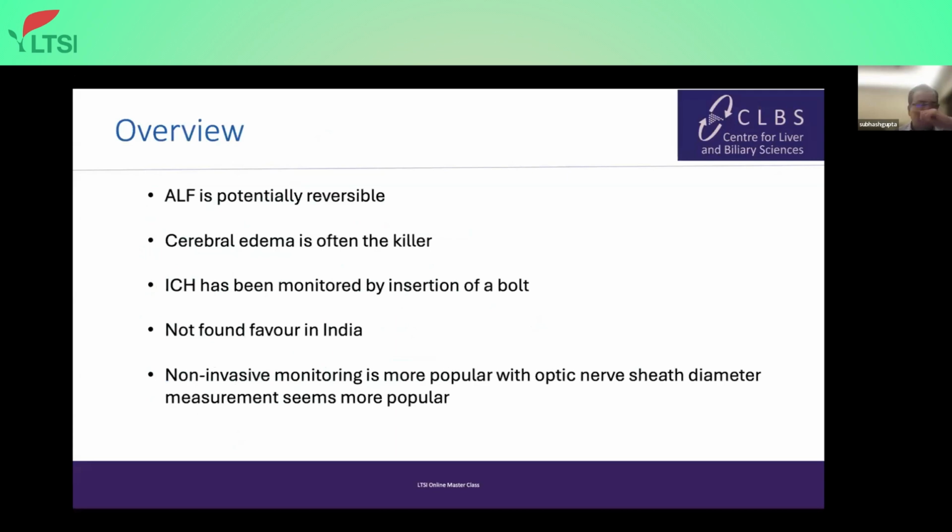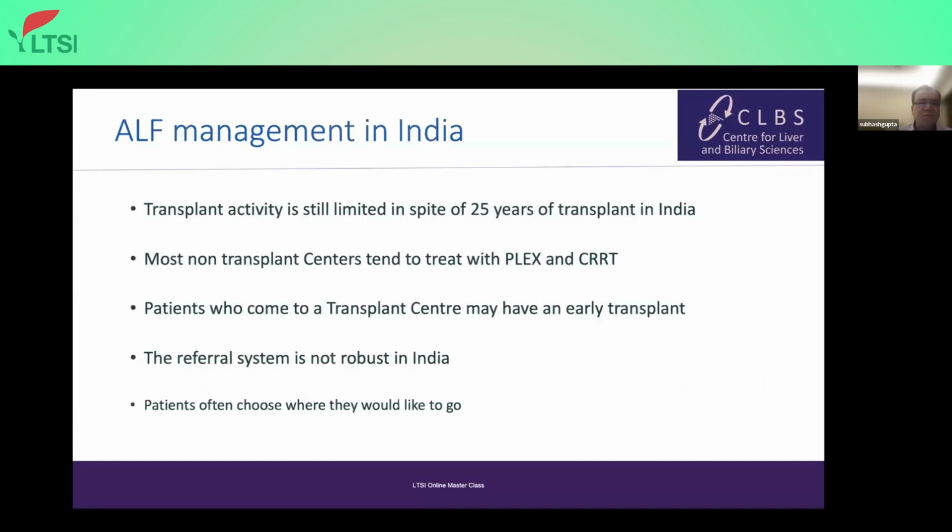For me to give this overview, first of all, as we know, acute liver failure is potentially reversible, and often the killer is cerebral edema. Intracranial hypertension has been monitored by insertion of a bolt in Birmingham, where I trained, but this has not found favor in India. More popular is non-invasive monitoring, such as with optic nerve sheath diameter. Next slide, please.